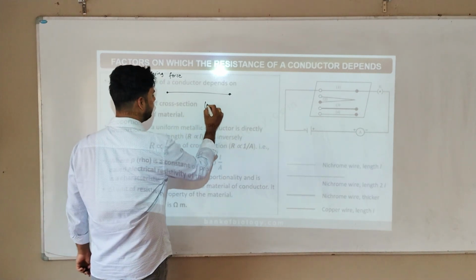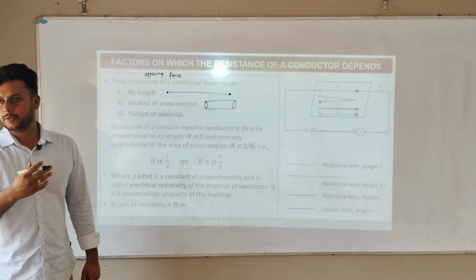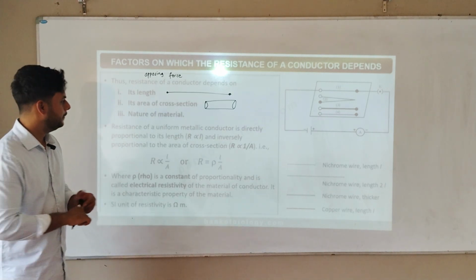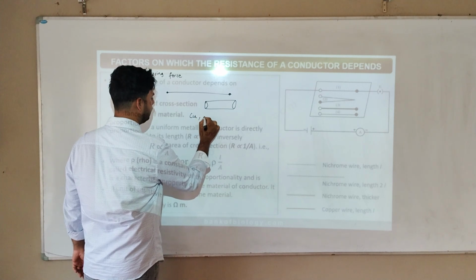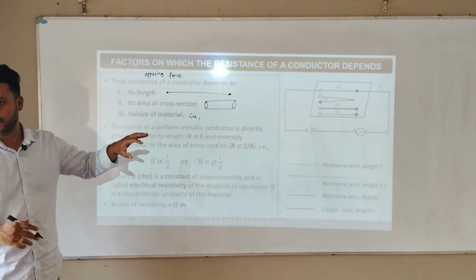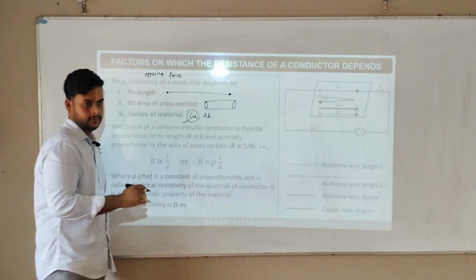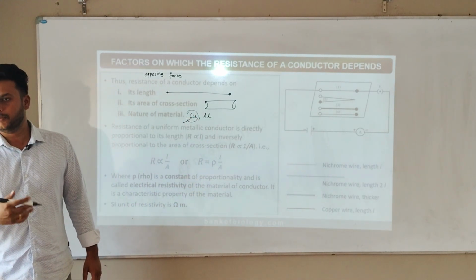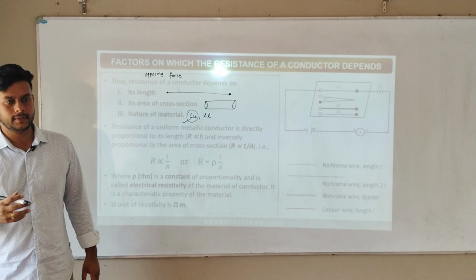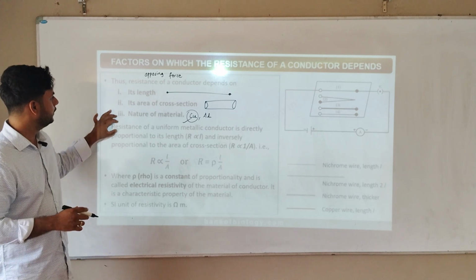Second, cross section area, its thickness. It shouldn't be too big, and if it is too big, we should give more current. Last, nature of material. Material should be copper. If you use aluminum, the current will be less. If you use copper, it's very good. So depending upon which metal you are using, the current will pass faster or slower, and the resistance will be either too high or too low based on the metal. So these are the three factors.